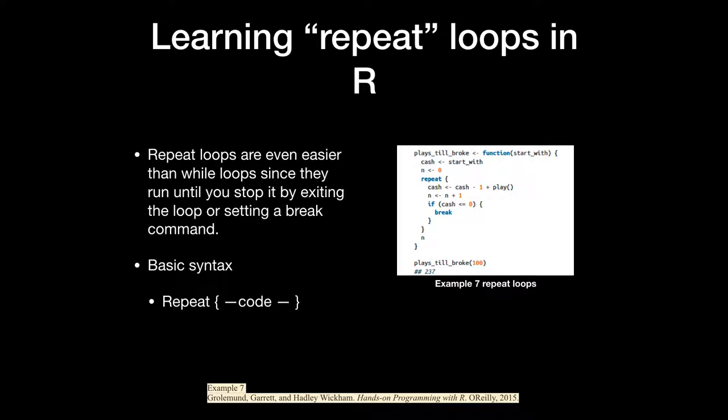Now, repeat loops are even easier than while loops since they run until you stop them by exiting the loop or setting a break command. Your basic syntax is going to be the word repeat followed by a block of code to follow through. In the example to your right, we have a function named plays till broke. We're going to pass in a value named start with. We're going to assign it to an object called cache. N is equal to 0, so it's going to repeat until you get to 0. So starting with 100, it'll repeat 237 times.